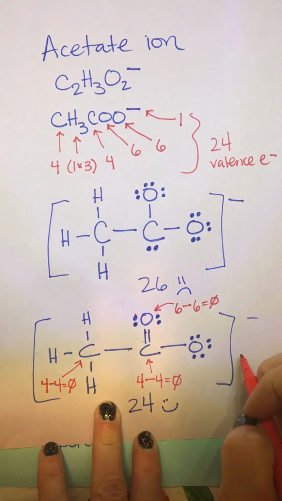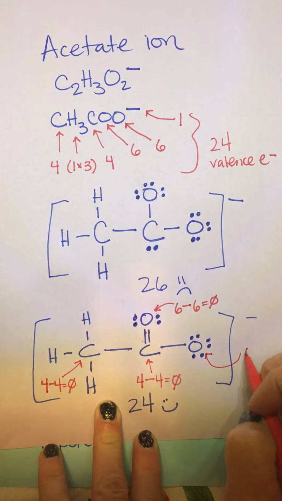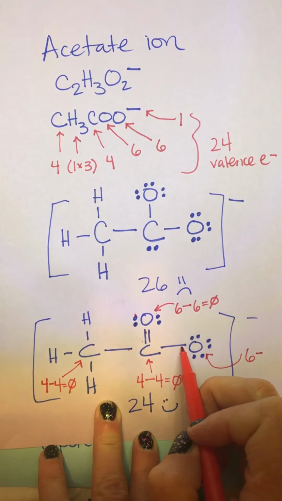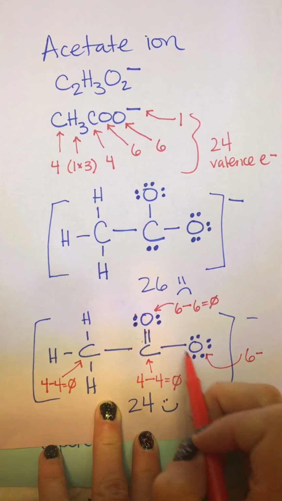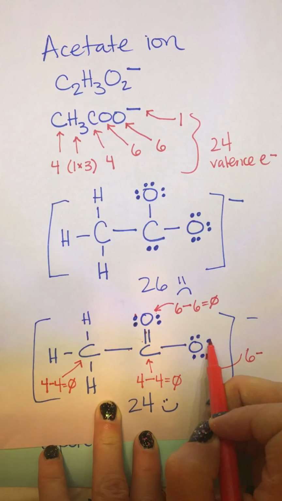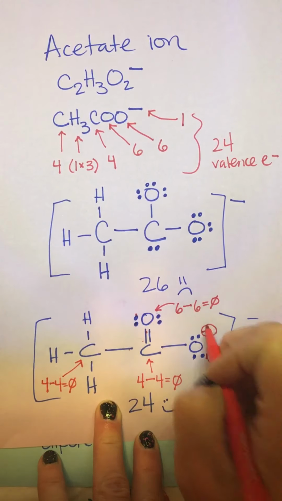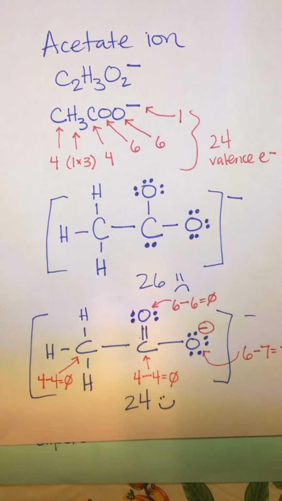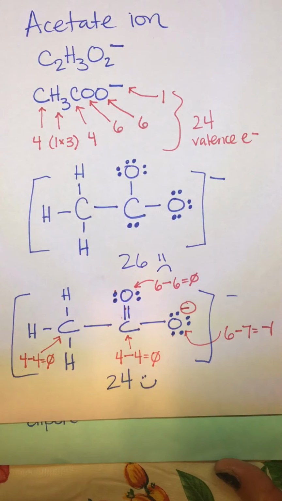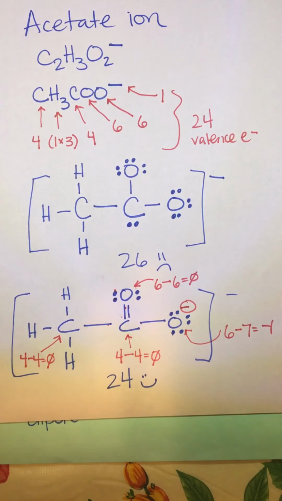But let's look at our formal charge of this oxygen. 6 minus, again, 1 for that single bond, then 1, 2, 3, 4, 5, 6, 7. So it's this oxygen right here that is carrying that negative formal charge. Okay. Now let's draw out a resonance structure so you can see how that double bond can resonate.